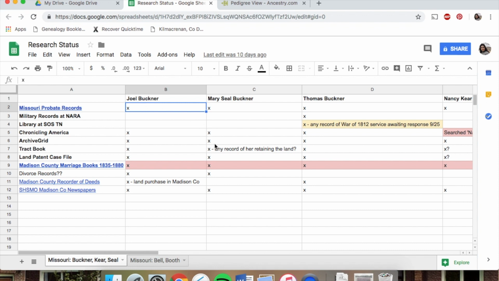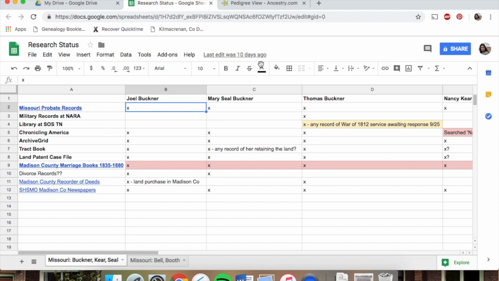Now the other color that you don't see here but that I would use would be green. Green would mean that I had found a record for him and I don't have to look anywhere else. So for example, Missouri probate records. If I had marked this green, it would indicate that I had found a probate record for Joel and that I wouldn't have to look for his probate record anywhere else. Maybe if Joel was a guy who I wasn't sure if he died in Missouri or Arkansas, if I mark this green, I know, okay, I don't have to look in the Arkansas probate records. So it's just a really basic way of keeping track of your research, but I think it's going to be really helpful.